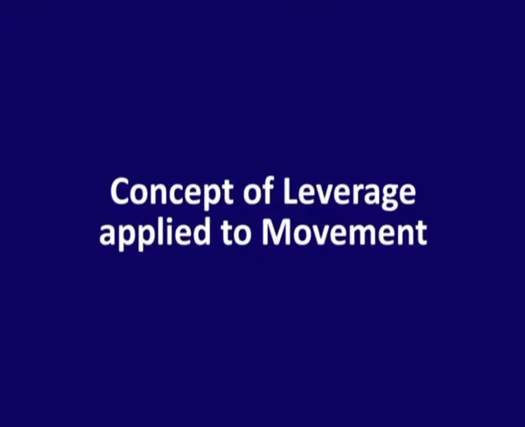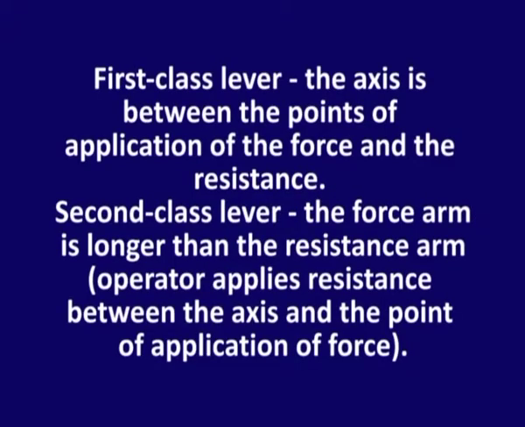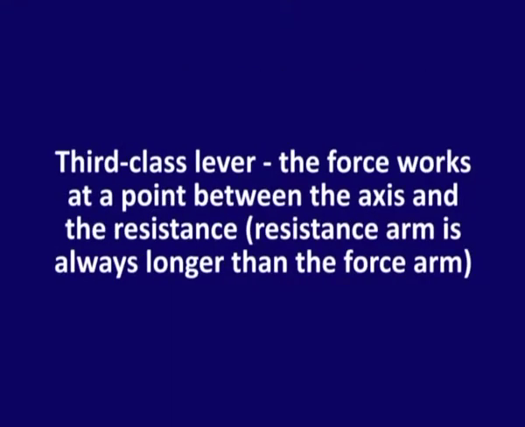Concept of leverage applied to movement. First class lever: the axis is between the points of application of the force and the resistance. Second class lever: the force arm is longer than the resistance arm. The operator applies resistance between the axis and the point of application of force. Third class lever: the force works at a point between the axis and the resistance. The resistance arm is always longer than the force arm.